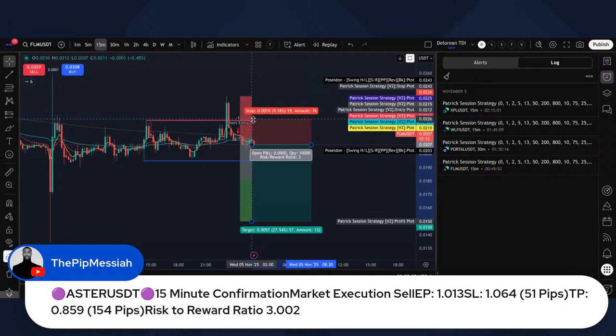Actually, we can go tighter than that. We're going to take the stop to 2.24 for 17 pips. That increases our risk to 3.35.